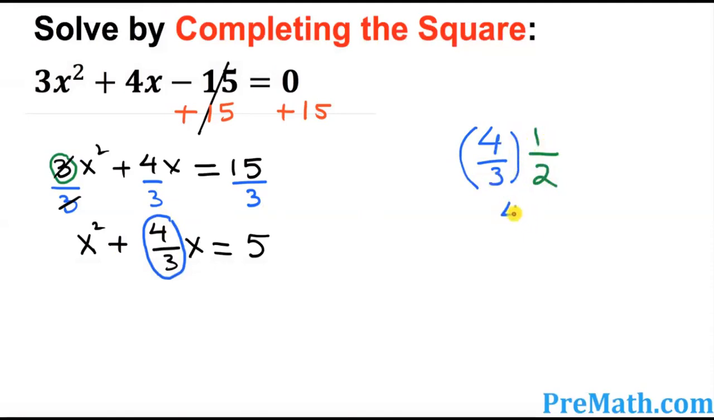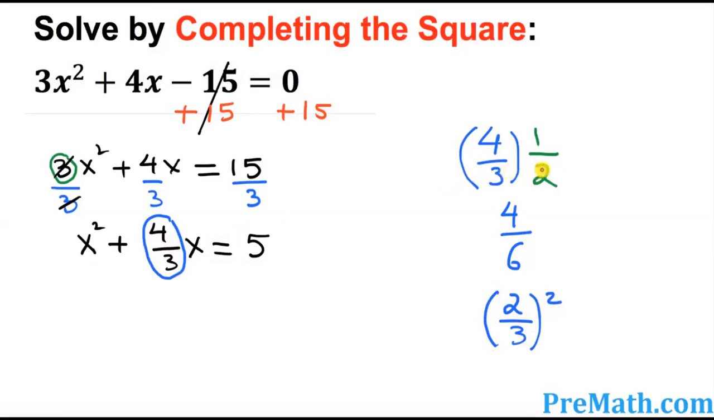We get the actual number: 4 ones are 4 and 3 twos are 6. The simplified form of the fraction is 2 upon 3. It means that 2 upon 3 is the actual value. The first term is x, since the square root of x square is x, and the second term is 2 upon 3.